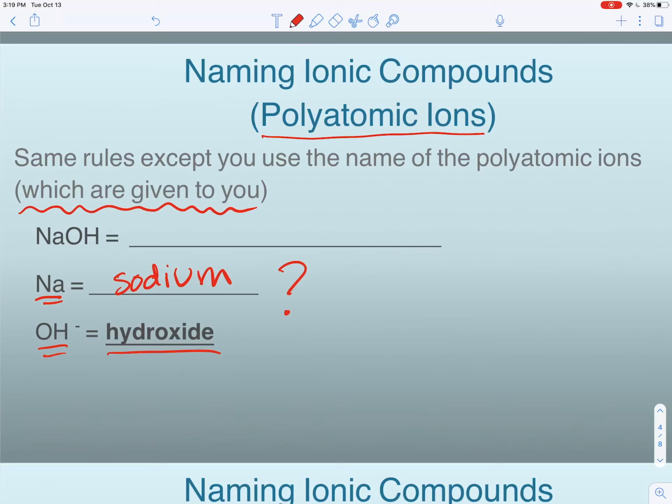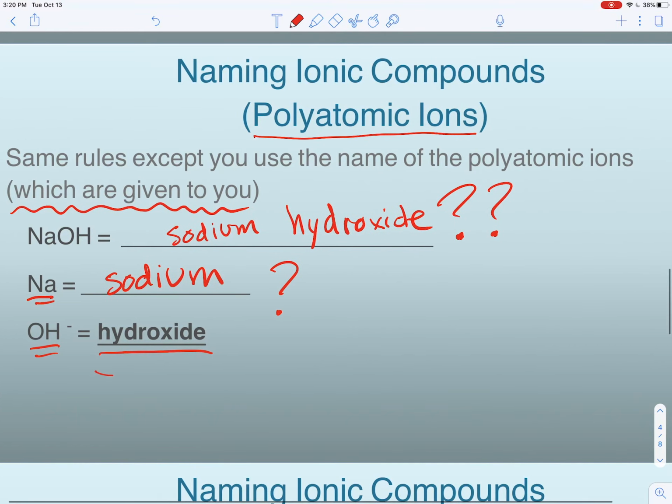If Na is sodium, then now we just want to name the entire ionic compound. If we put those two together, always write the metal first, or the cation first. What would the final name be here? Just sodium hydroxide. You don't have to change anything about this hydroxide here. Okay, just use that polyatomic ion name.